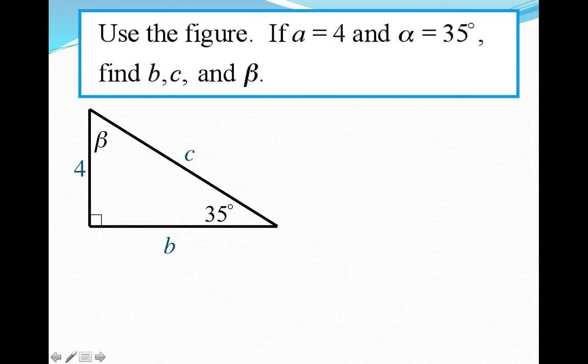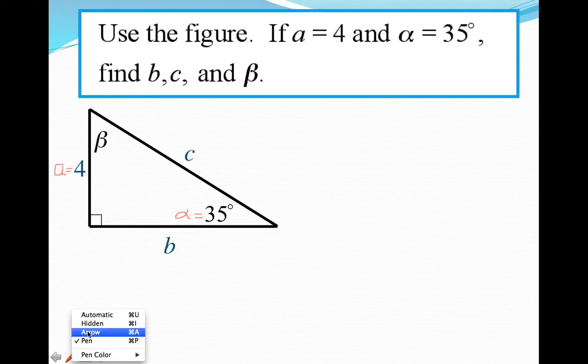Let's use the figure. If A is equal to 4, okay, so this is A right here. A is equal to 4. We have B right here, and we have C right here. We know alpha is 35, so I'm going to put alpha right here. Alpha is equal to 35. I need to find side B, side C, and angle beta.